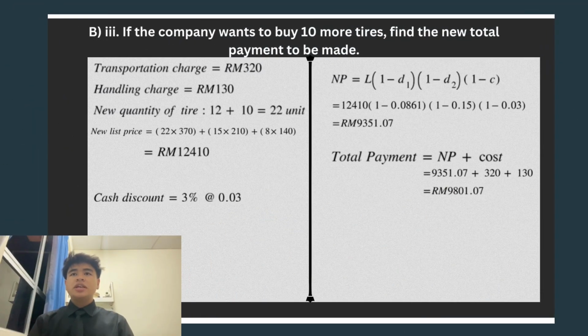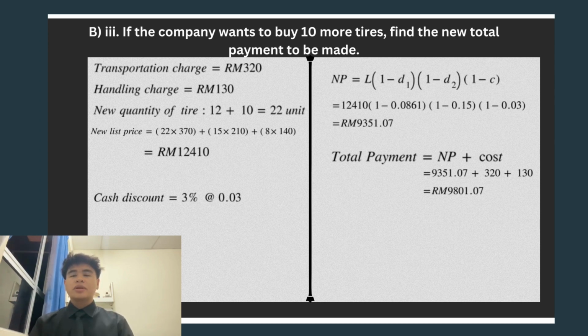So the last question is, if the company wants to buy 10 more tires, find the new total payment to be made. Firstly, we need to find the new list price. The calculation is open bracket 22 times 370 close bracket plus open bracket 15 times 210 close bracket plus open bracket 8 times 140 close bracket, and then we got the answer 12,410.